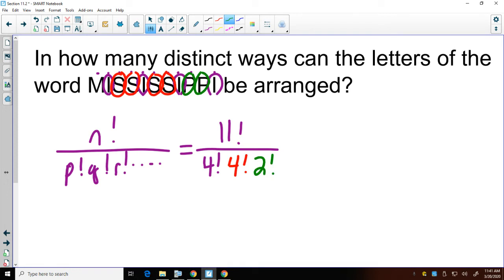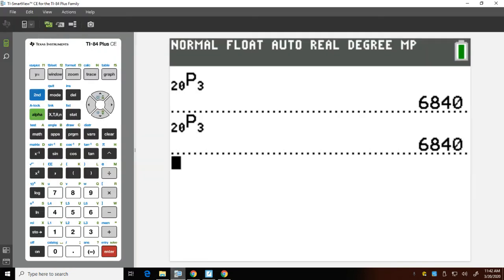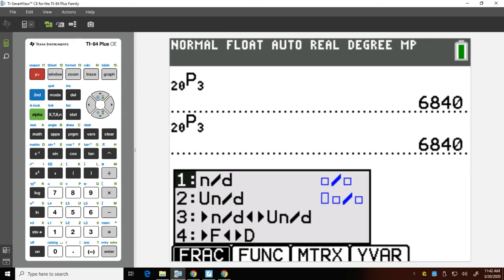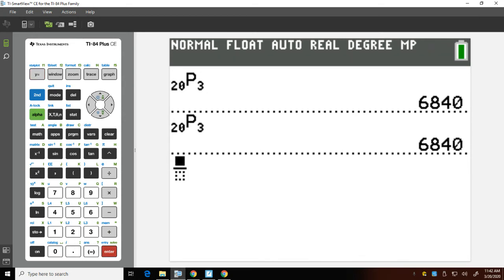So running this fraction in our calculator is going to tell us the distinct ways that we can rearrange this, because order matters, okay? Taking duplicates into consideration. So all we're going to do is go to our calculator. We're going to put this fraction in and let the calculator do the dirty work, okay? So calculator, alpha, y equals, because I want a fraction.